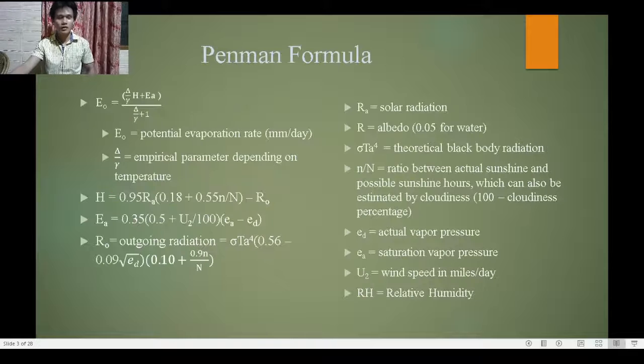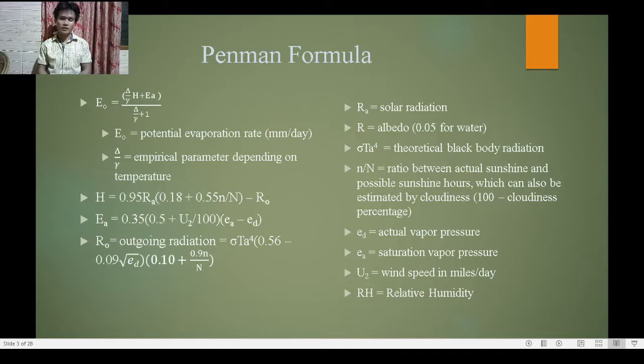Where E sub O is the potential evaporation rate expressed in millimeters per day, and delta over gamma is the empirical parameter depending on temperature, and H is equal to 0.95 Ra multiplied by the quantity 0.18 plus 0.55 lowercase n over uppercase N, minus R sub O, and E sub A is 0.35 multiplied by the quantity 0.5 plus U sub 2 over 100 multiplied by the E sub A minus E sub D.